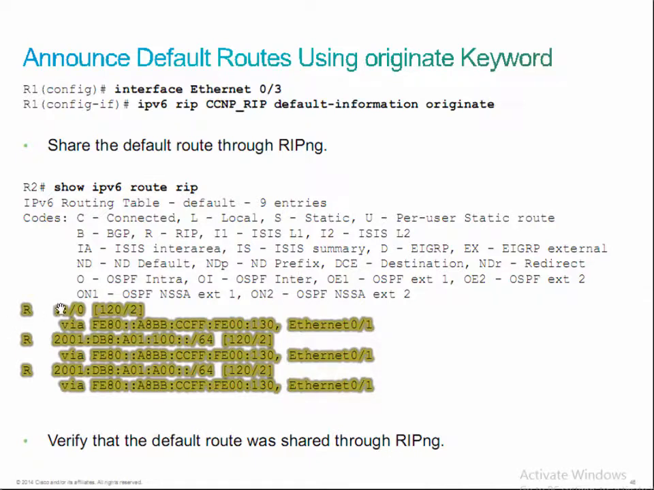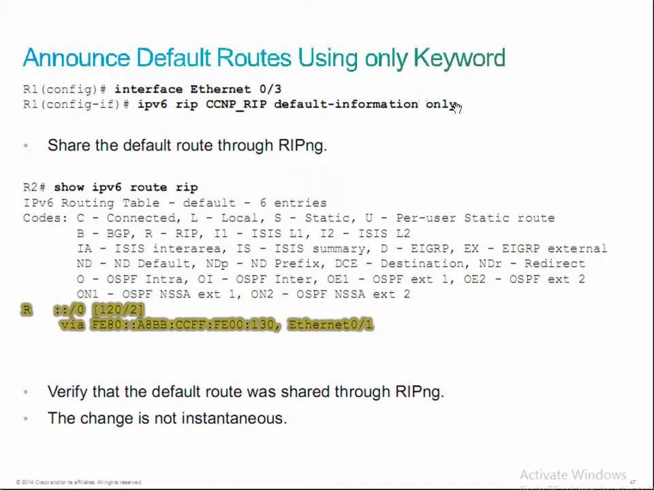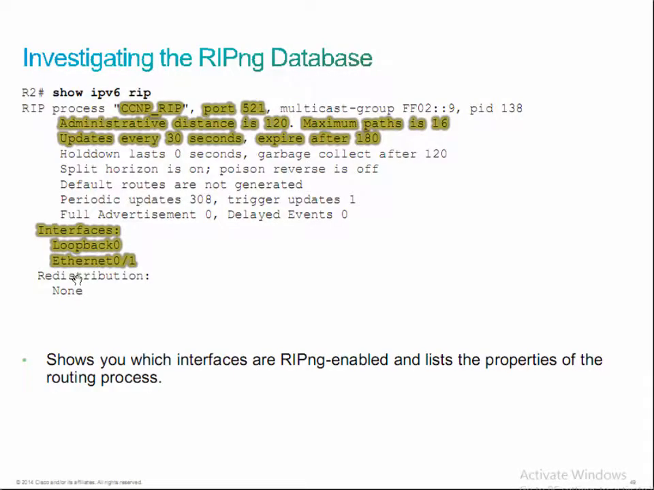Here's an example where I see the default route on router 2 after I did the originate, and here's an example of what it would look like if I changed it to only, and then I lose the 2 loopback RIP routes. Eventually, it would take a couple of minutes for them to disappear, and then all I would see is the default route.